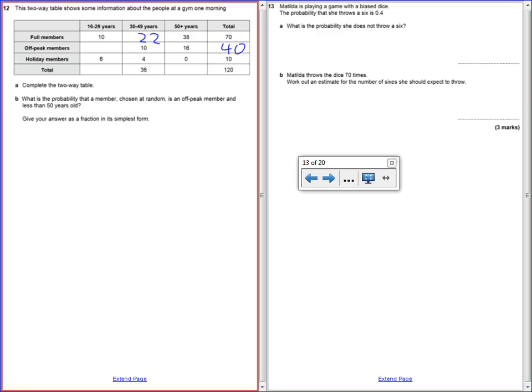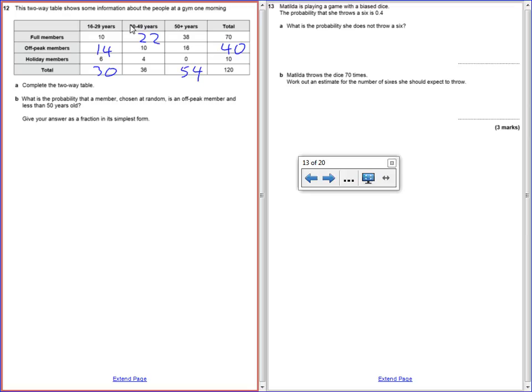Now I'll look at the second row where I know something plus 10 plus 16 equals 40, so that something must be 14. The third row is complete. Now I'll look at the first column where I know the total is 10 add 14 add 6, which is 30. And this third column, the total is 38 add 16 add 0, which is 54. So that's part A done.